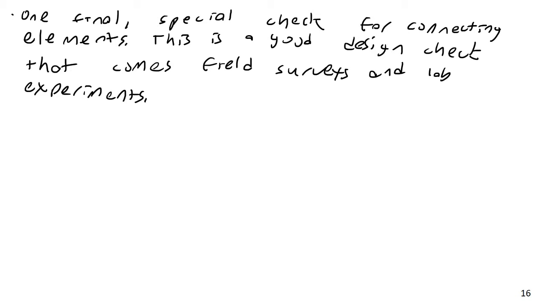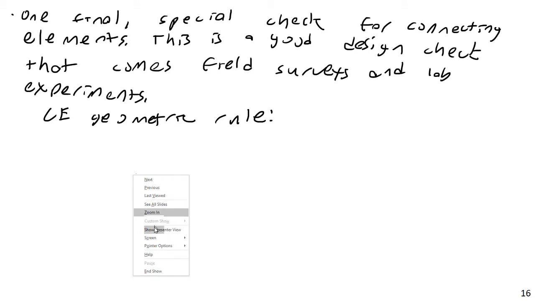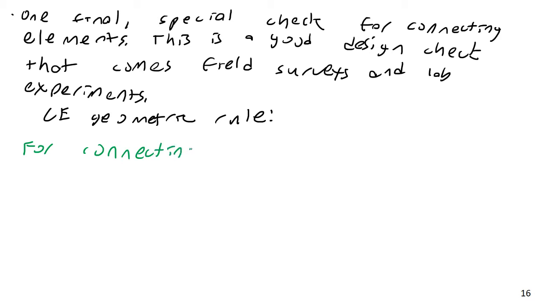And so we have a rule from the code that is a geometric rule on connecting element design. This is something we do want to design for. Here's the thing. For connecting elements, we don't really have, as we discussed with the shear lag factor previously, the capital U.